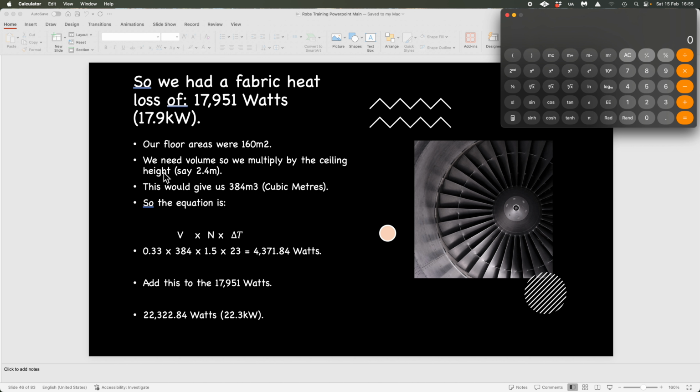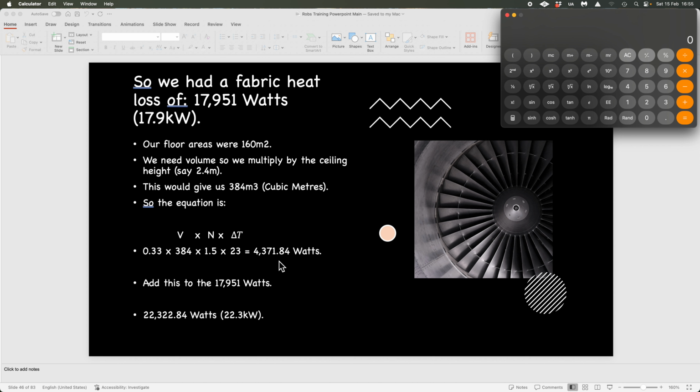Now that would change for different rooms, and we'll try that in a second. So our floor areas were 160 square meters in total. We need to find the volume, so we multiply by the ceiling height, say 2.4. That would give us 384 cubic meters of that building. So the equation is 0.33 times 384 cubic meters times the number of air changes times your delta T. Now in this scenario, it gives us 4,371 watts.